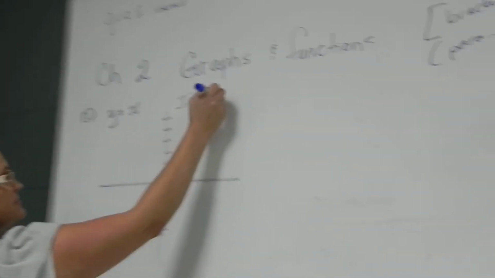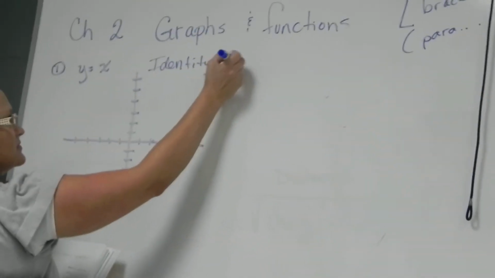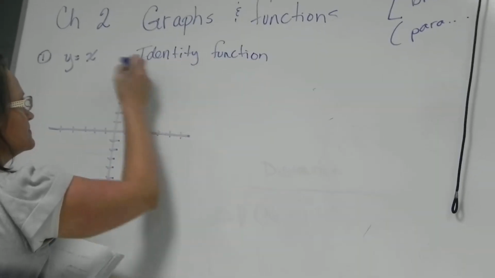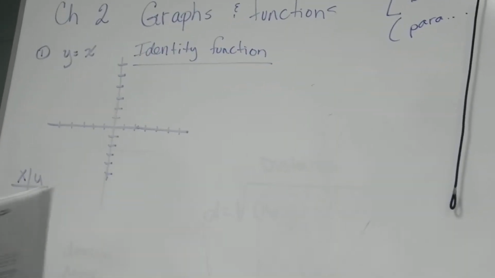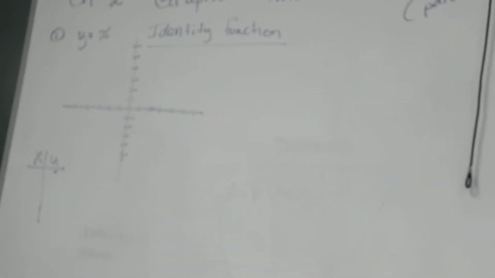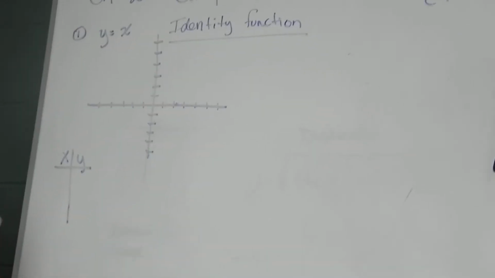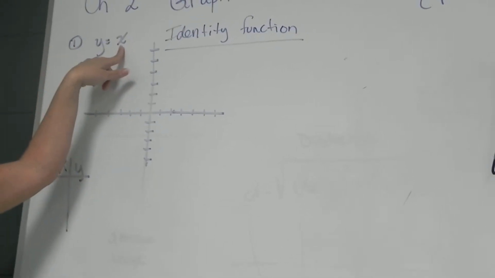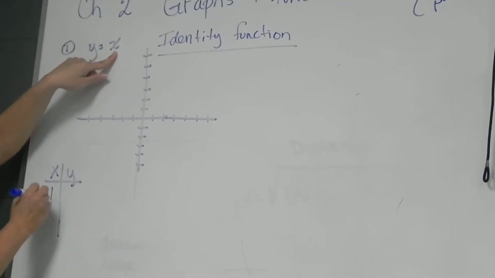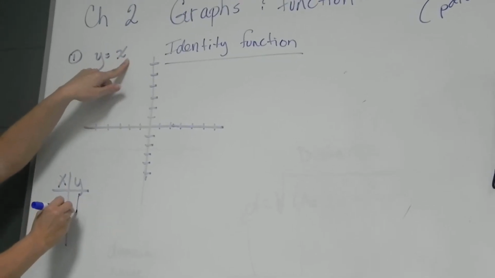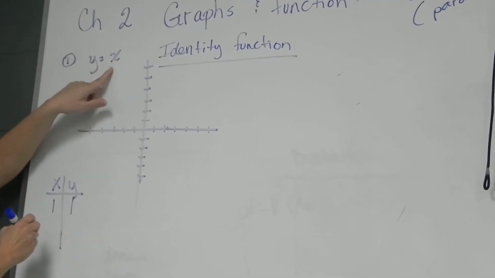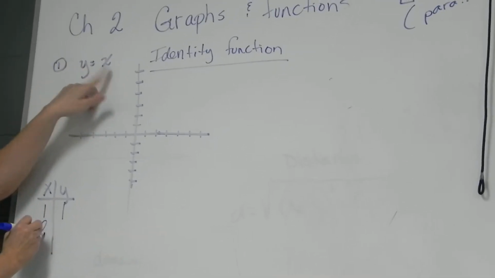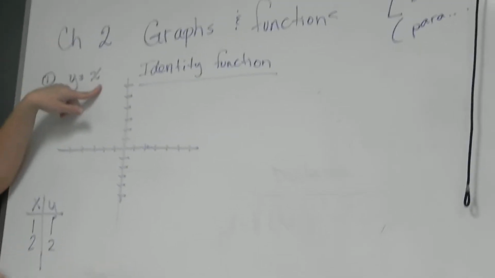Identity function. An identity function is actually one of our linear equations because y is to the first and x is to the first. If you were to make a t-table of values for that, say plug in numbers for x like 1, then y will equal 1. Actually, whatever you plug in for x, y equals that, so they wind up being mirror images.